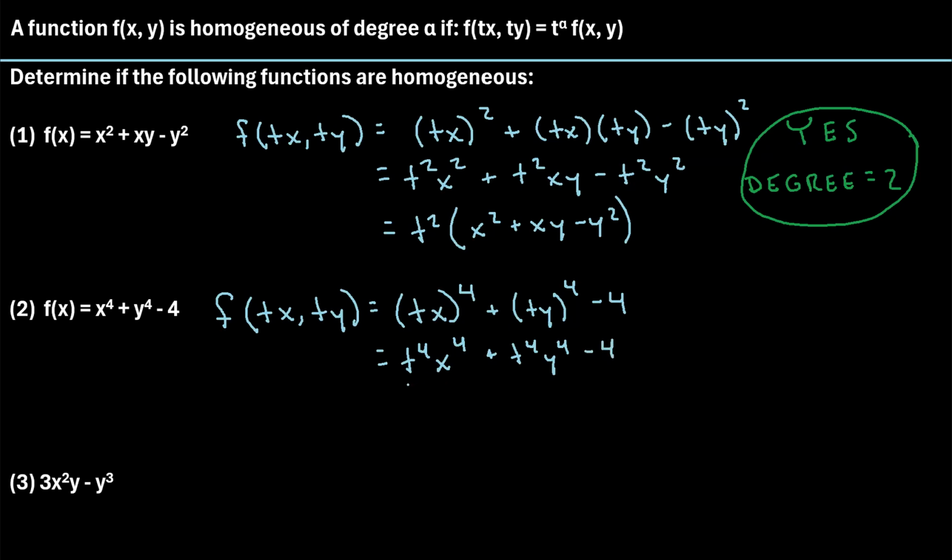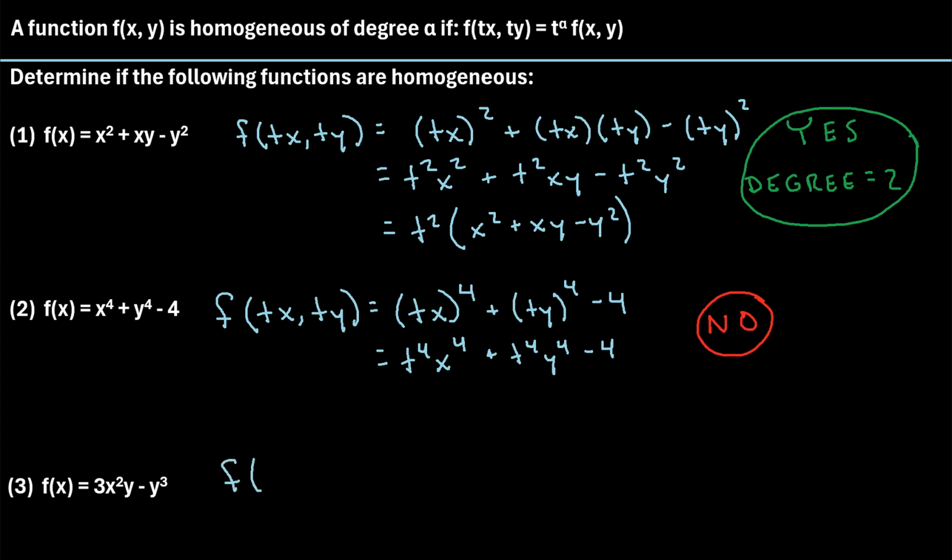We'll notice that in this function, each term does not have a t to the fourth, because this 4 right here is just by itself. So we're not able to factor out a t to the fourth. So for this one, we would say, no, it is not homogeneous. All right, let's check out this last example. We have this function, and we want to know if it is homogeneous.